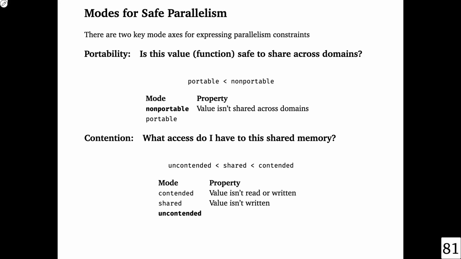And the assumption is that if there's a contended reference somewhere, someone might have an uncontended reference to that value, right? So if there's one uncontended reference to the value, someone could be reading and writing to it, so nobody else can. So the property of a contended value is that the value isn't read or written. The property of a shared value is that the value isn't written. And then the property of the uncontended reference is we don't know, anybody can do whatever.